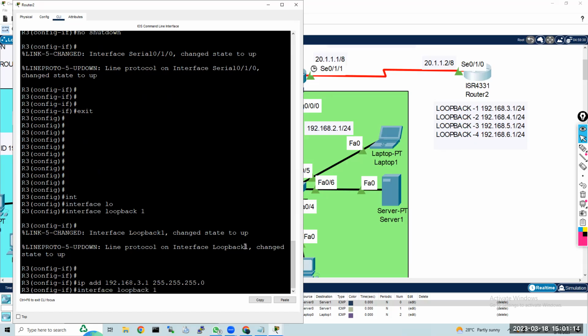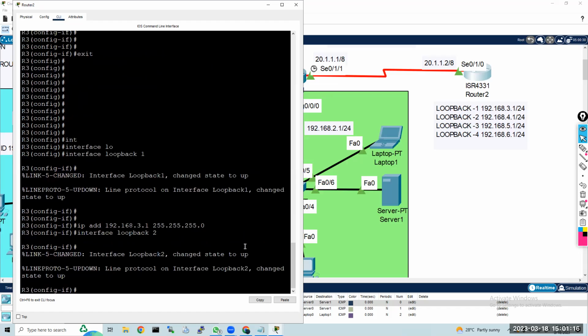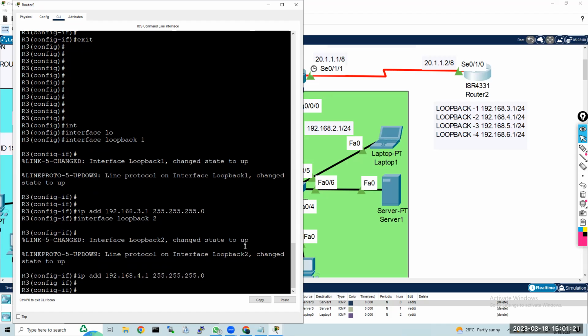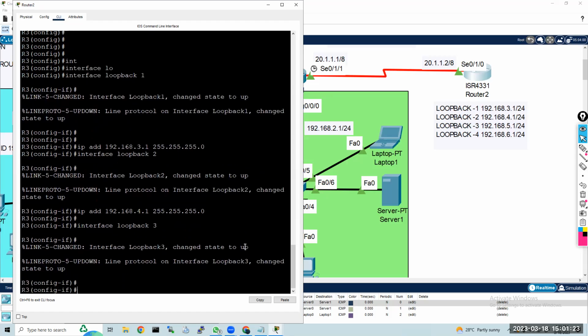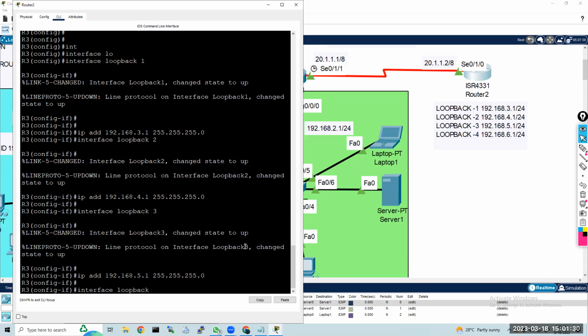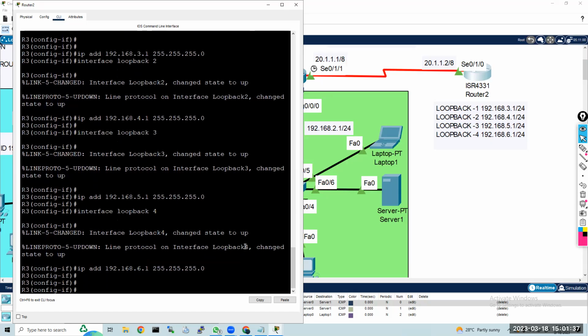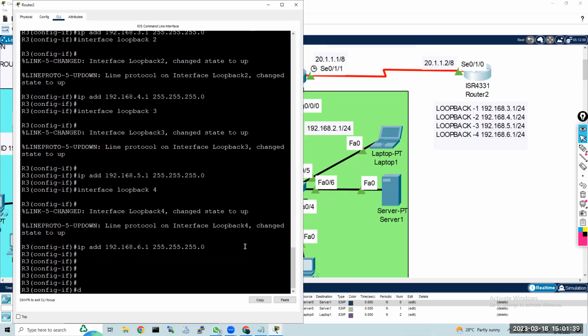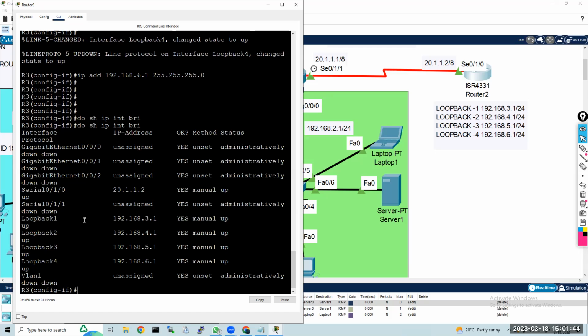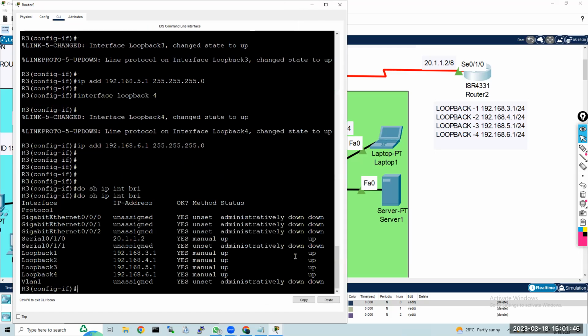Okay, the same thing for loopback 2. This is my 4.1, and loopback 3 is 4.2, and this is 5.1, and one more loopback, loopback 4, is 6. So right now, how many loopbacks have I created? Do show IP interface brief. We can see this is the list of loopbacks we have created.